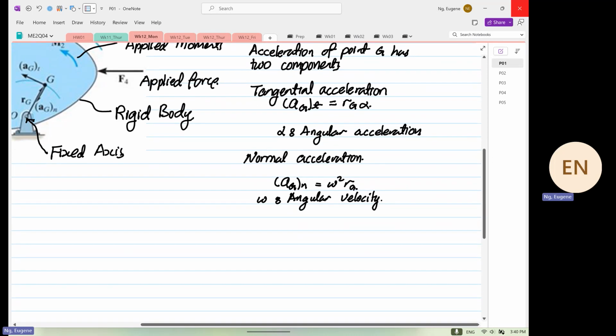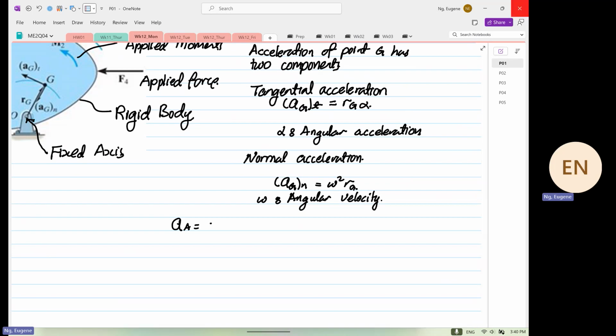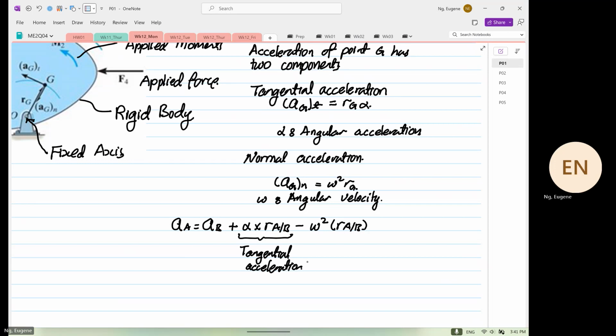Just quickly recall, if we want to find the acceleration at point A, it is equal to the acceleration at point B plus alpha cross R A over B minus omega squared R A over B. Based on the formula, the first term is our tangential acceleration, and the second term is our normal acceleration.